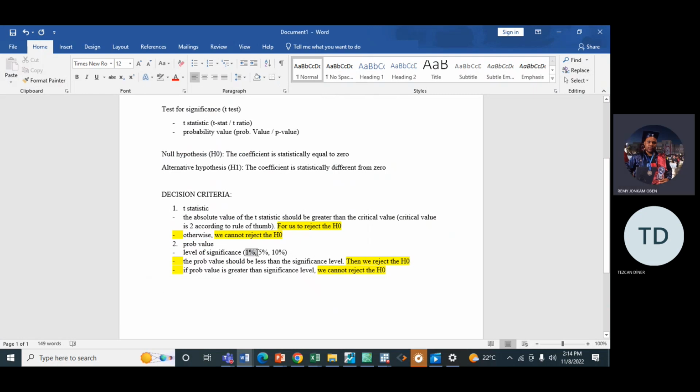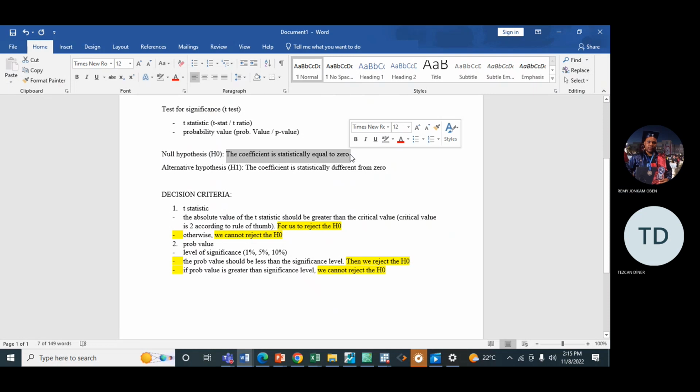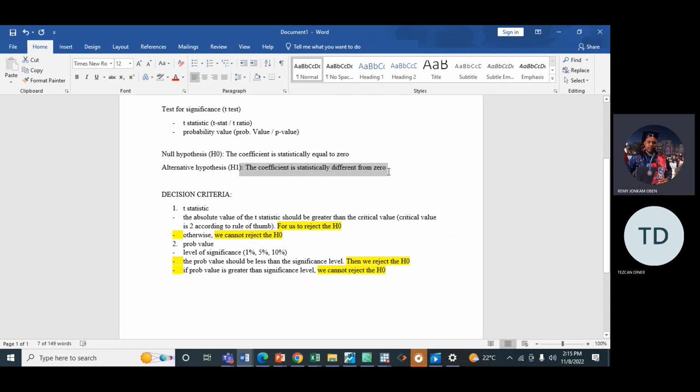0 is less than 1%, so even at 1% level, we can reject. 0 is less than 5, so even at 5%, we can reject. 0 is less than 10, so even at 10, we can reject. So whichever significance level you use, you can reject the null. What is the null? The null says the coefficient is statistically equal to 0. So if you reject this null, you therefore accept the alternative, which says it is statistically different from 0, right?